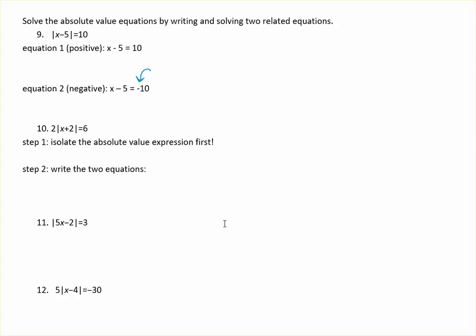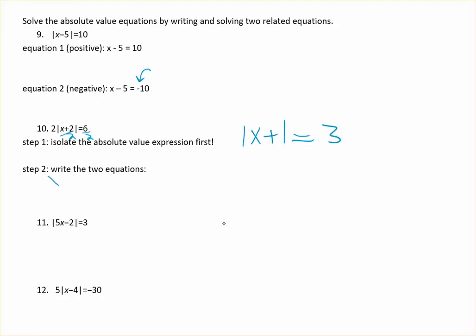Now in 10, your first step is to isolate the absolute value expression first because it's 2 times that. So you would have to divide both sides by 2. And when you divide that by 2, you'll get the absolute value of x plus 2 is equal to 3. And then you write your 2 equations.